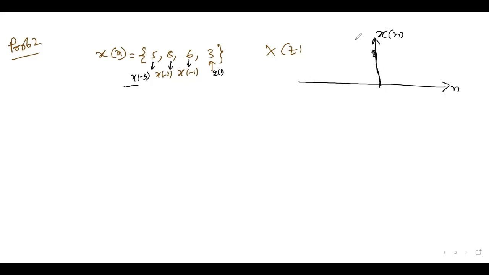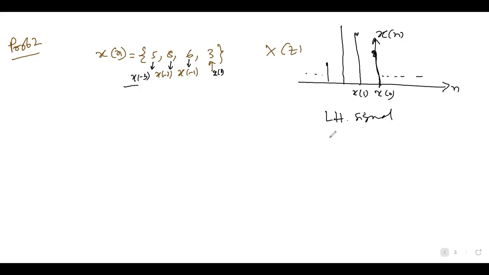So this is 5, this one is 8, this one is 8, then x0, x1, x2, it is 8, and this one is 3, and all other values are 0. So this is basically a finite duration left hand signal, right?